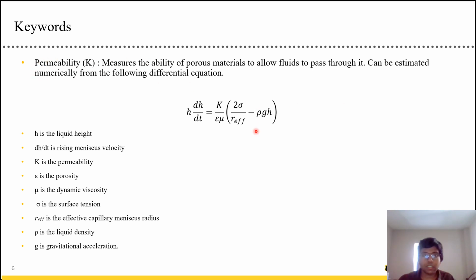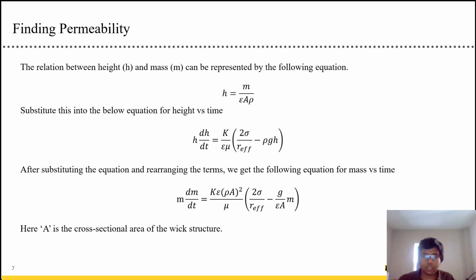Permeability is this character K here, and it shows you the ability of porous media to allow fluids to pass through it. It can be estimated using this ordinary differential equation, where t here is time. There's also a relation between the height of the fluid inside the wick structure and the mass, given by this equation down here. A here is the cross-sectional area of the wick structure. So you have the previous equation, and if you make a small substitution for H, then you get the second equation.